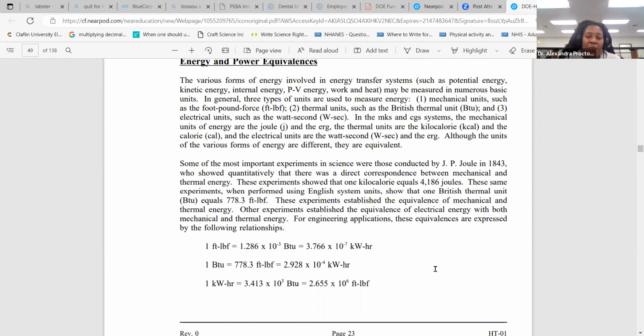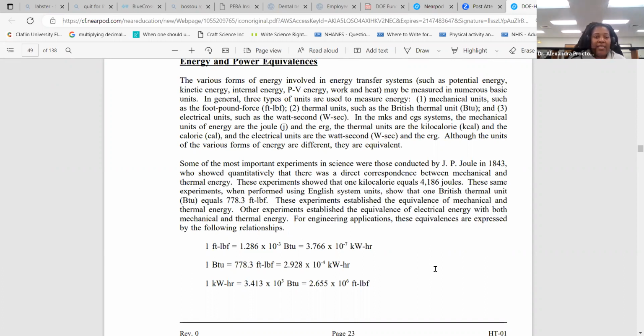Some of the most important experiments were conducted by Joule, in 1843, who showed quantitatively that there was a direct correspondence between mechanical and thermal energy. In his experiments, he showed that 1 kilocalorie, this was his conversion factor, is equal to 4,186 joules. So he's trying to go between these units using a conversion factor. They fleshed it out in this sentence, but this is a conversion.